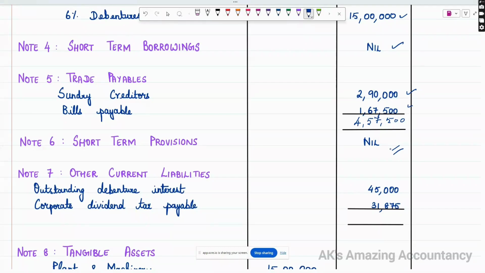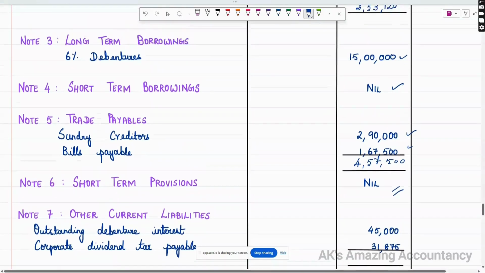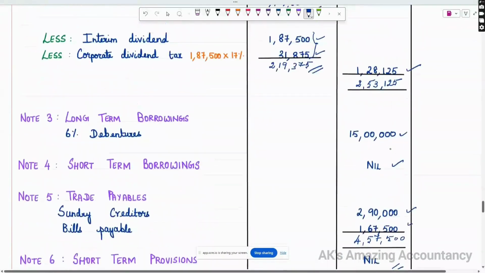So if you think like that, in this problem you have outstanding debenture interest, which was given in the adjustment, and again corporate dividend tax, which was given in the adjustment. One important information I should tell you here: anything that is given in the adjustment will affect your financial statement twice. It will appear once in the statement of profit and loss and again in the balance sheet. We have already treated debenture interest in the statement of profit and loss, that is outstanding debenture interest. Again, as other current liability, we are showing it here also. So let us see where it is given in the problem.